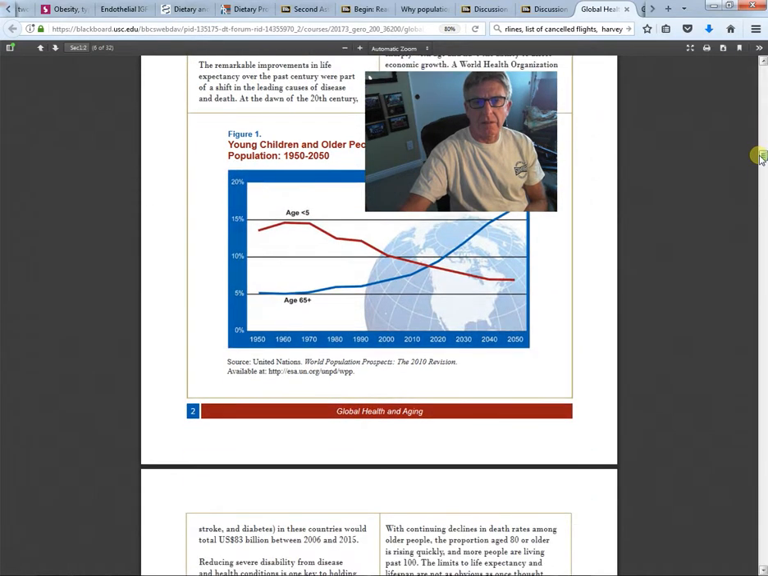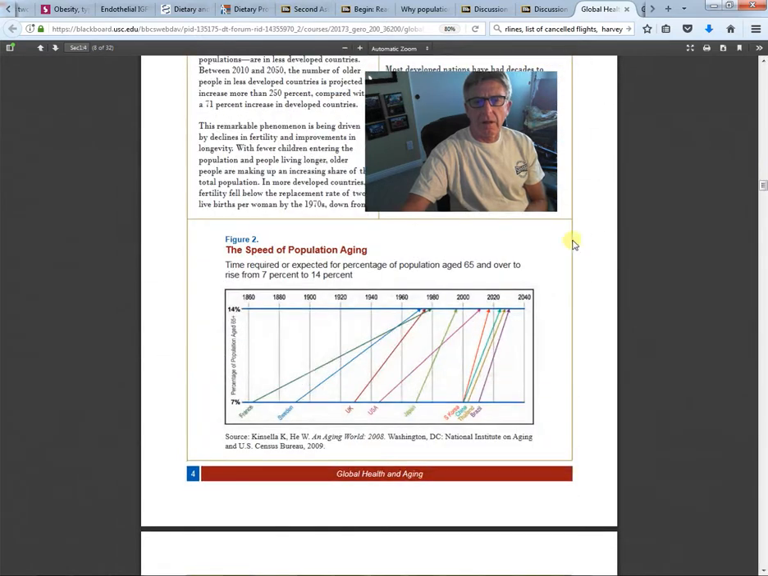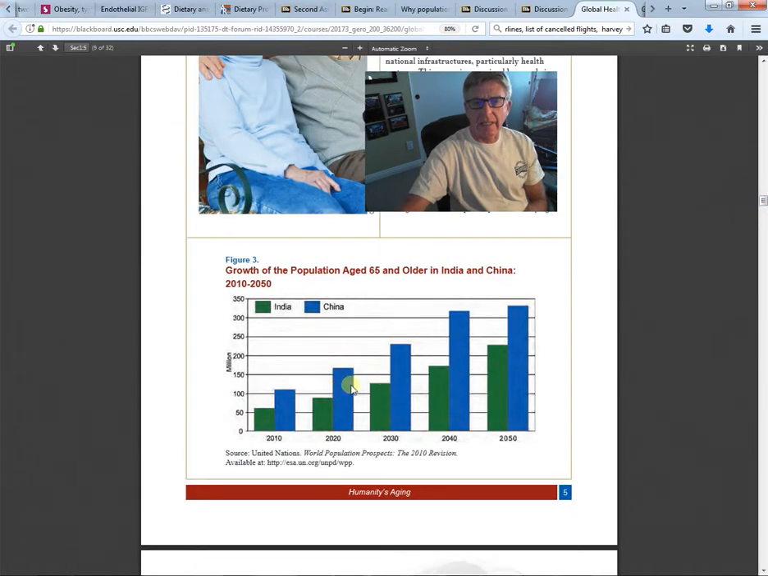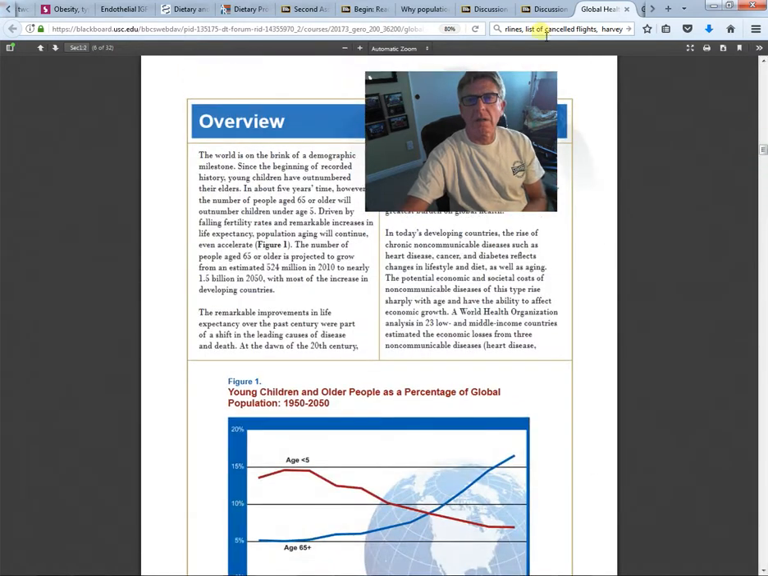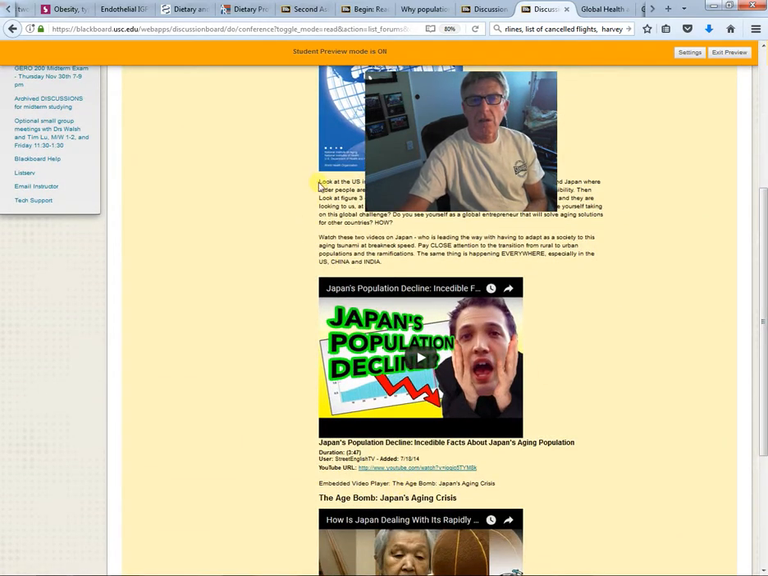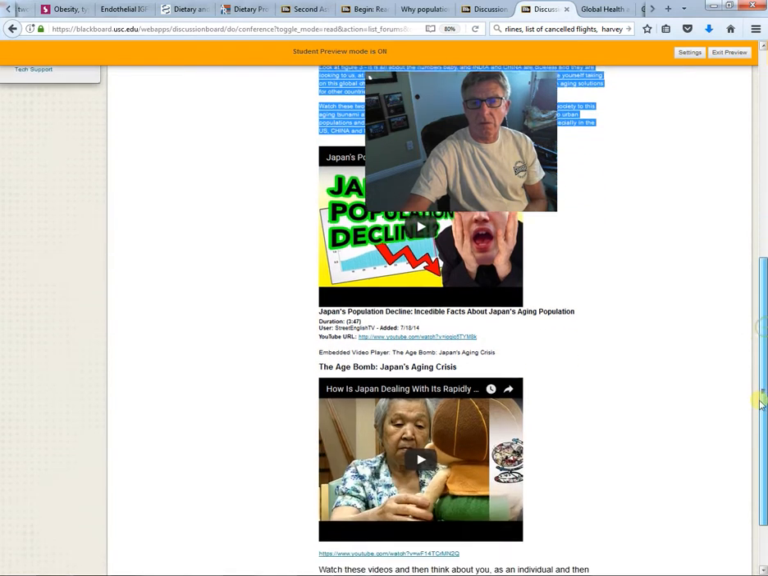world population trends. We're looking here at how quickly these countries, it took us and it took France and Sweden a long time to double the percentage of people that are over 65. You see how rapidly this is happening now in these less developed countries. Population growth is just so enormous in India and China in terms of age 65 and older, and they're really not ready for this. So you get in here and you watch these videos and you address the issues that I ask you to address.